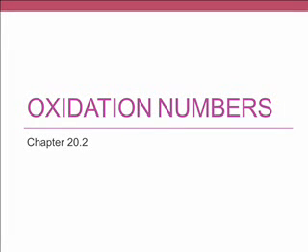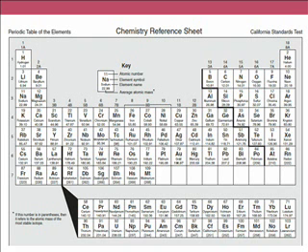Oxidation numbers. Assigning oxidation numbers is important, and the reason we determine the oxidation numbers of elements in compounds is that it's a way for chemists to keep track of electron transfer during redox reactions. Let's look at the charges as a refresher.